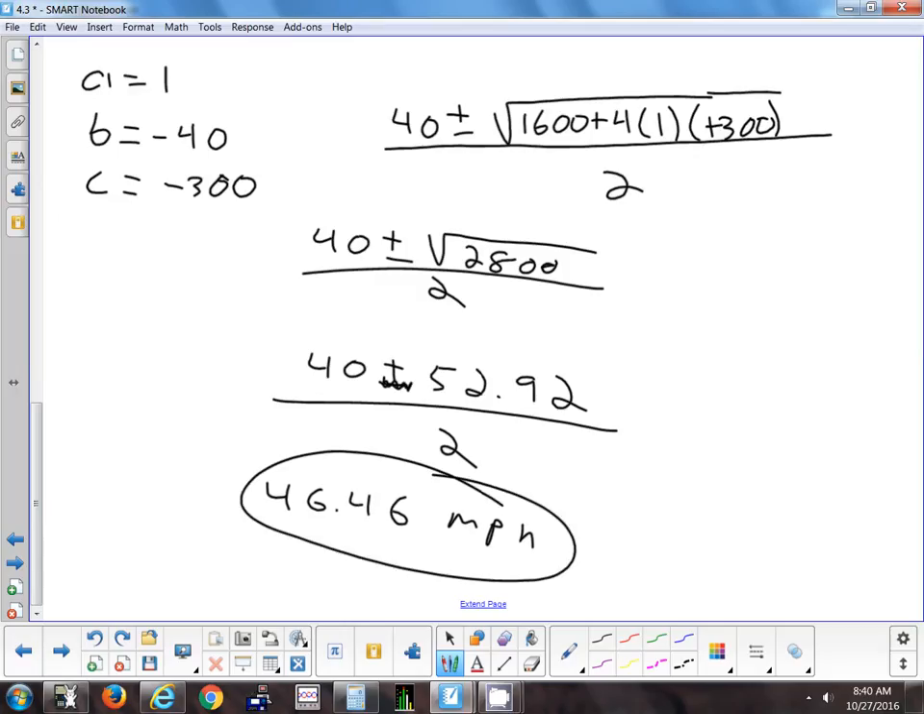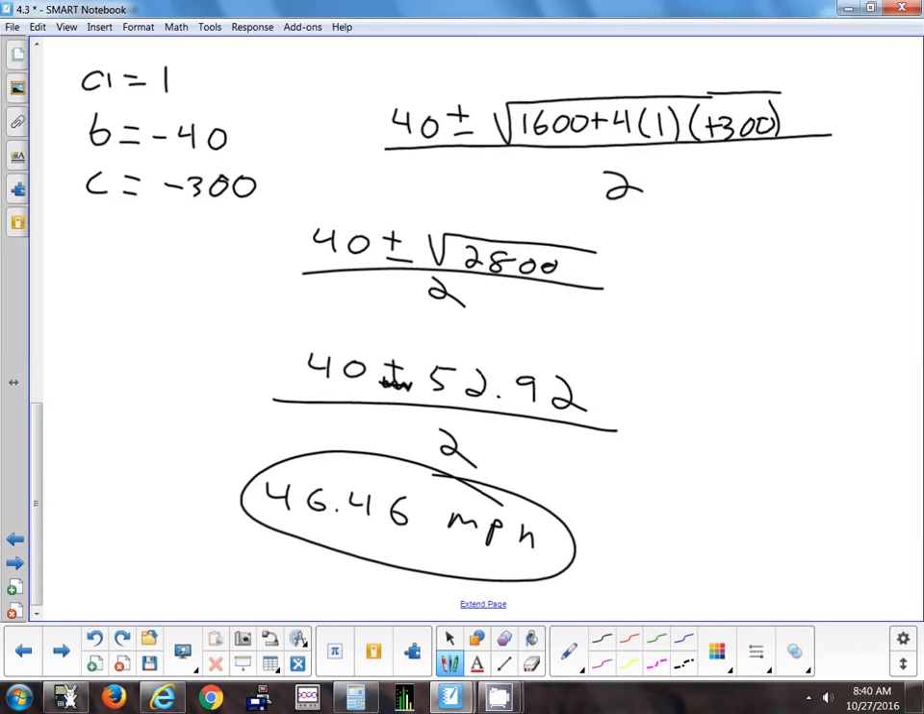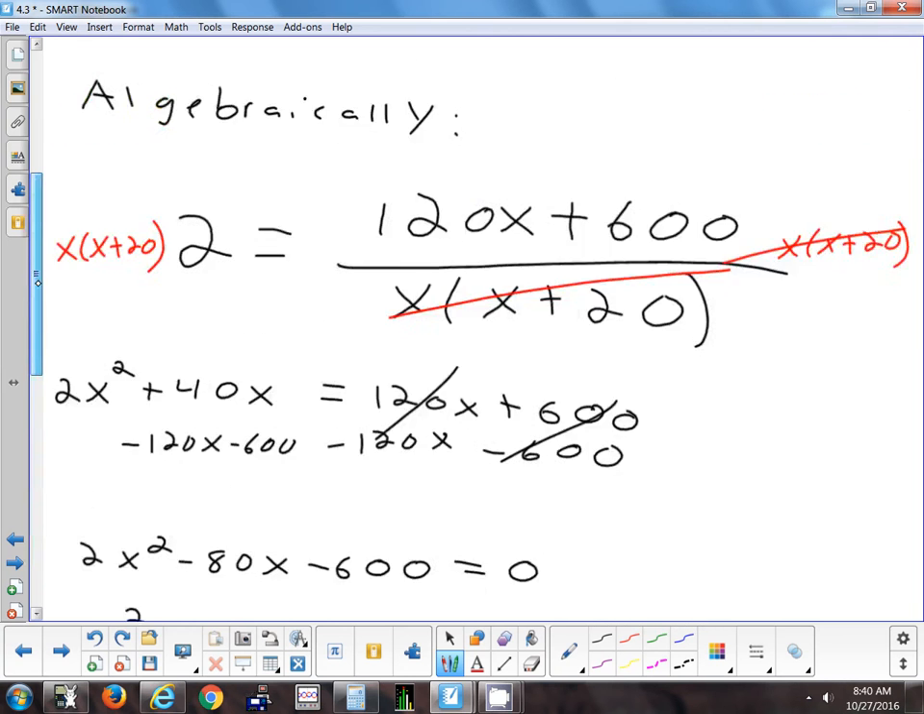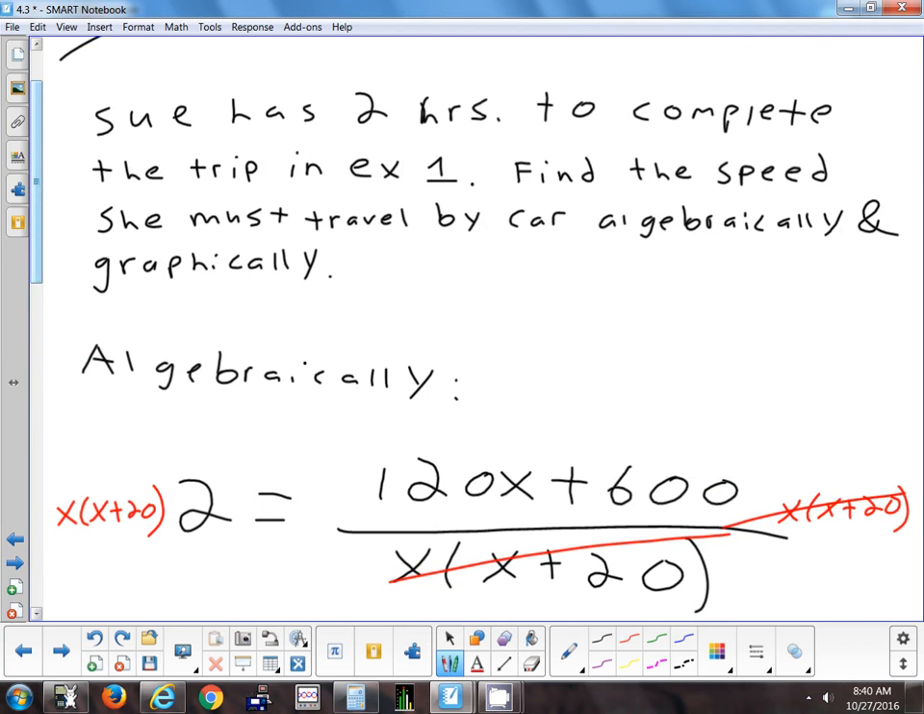So that's algebraically. It's in the car, right? That's the speed, that's x. That's the speed in the car. Did they ask for the speed in the train? No, I think it would just be 20 more if they did, but they did ask for car.